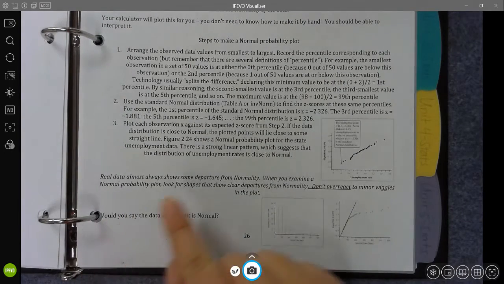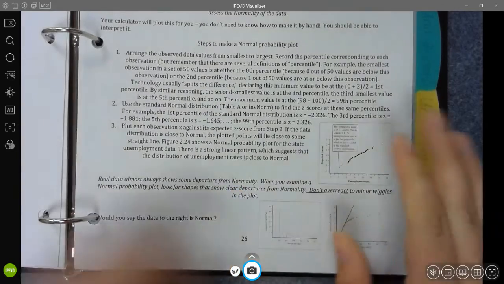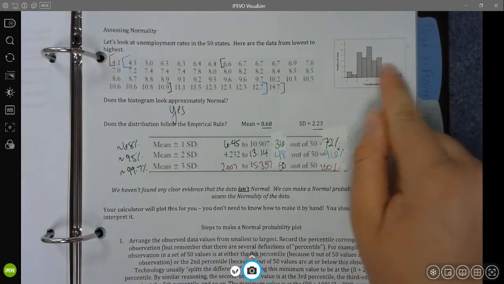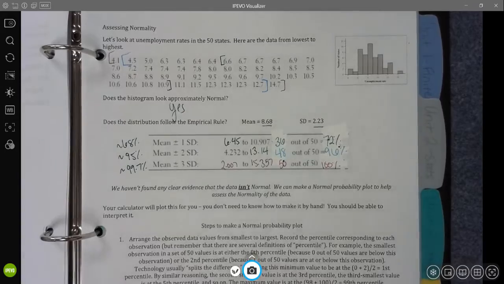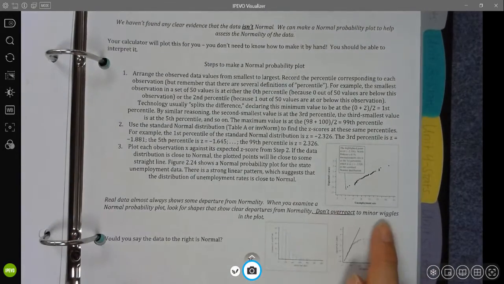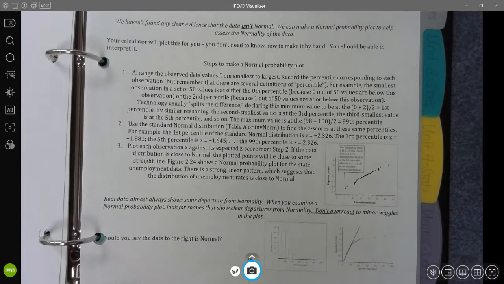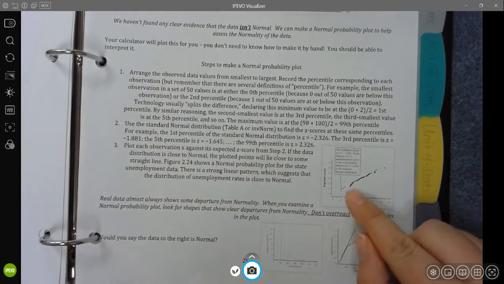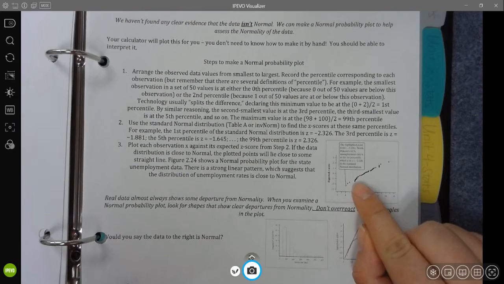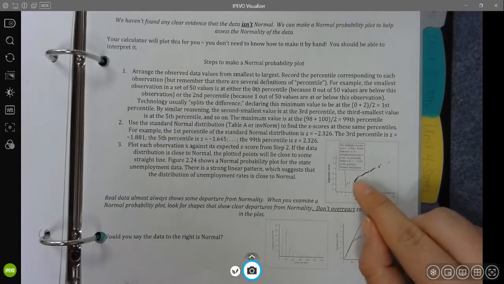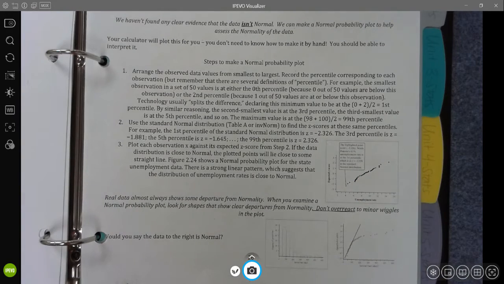Real data almost always shows some departure from normality. Like if we look back up at this guy, obviously this is not a perfect bell curve. It's got a few peaks and things that maybe don't look quite right. But what I want you not to do is overreact to just minor things. A normal probability plot should be approximately linear. Actually, it should be pretty strongly linear. But I don't want you to freak out when you look at something like this. This is pretty approximately linear, except for this weird little curve right here. That's okay. Don't overreact just to that weird little curve that's right there.